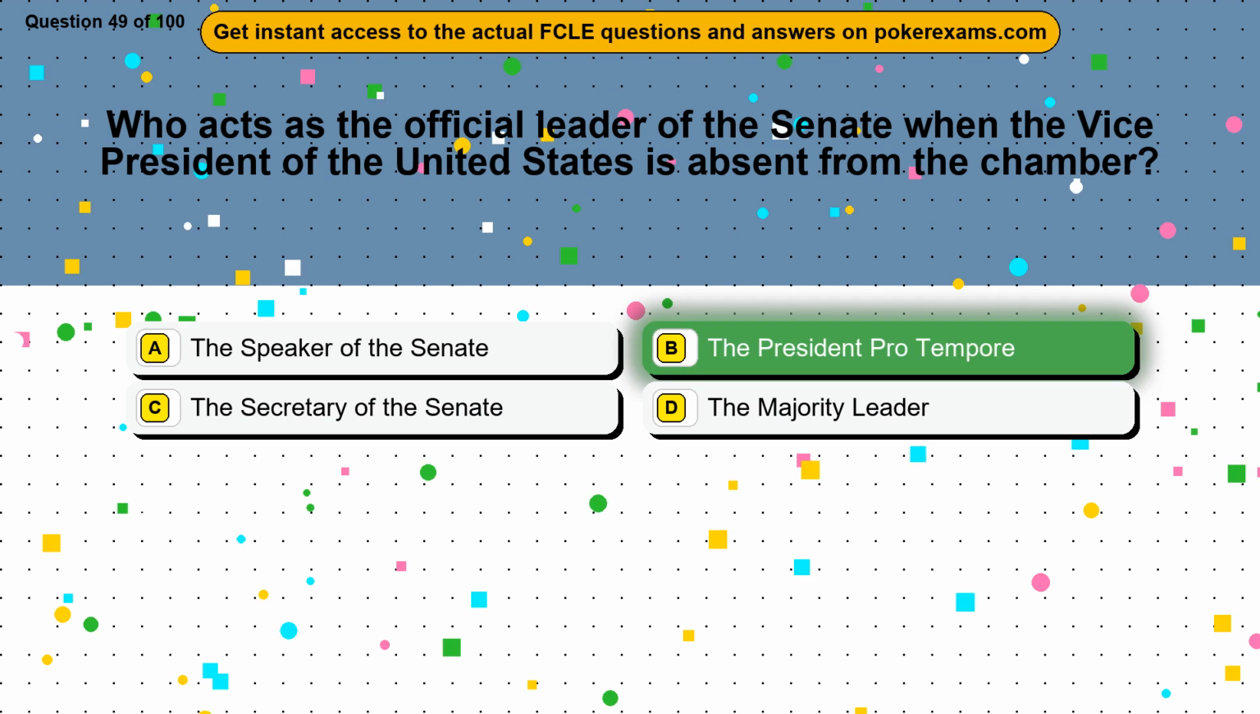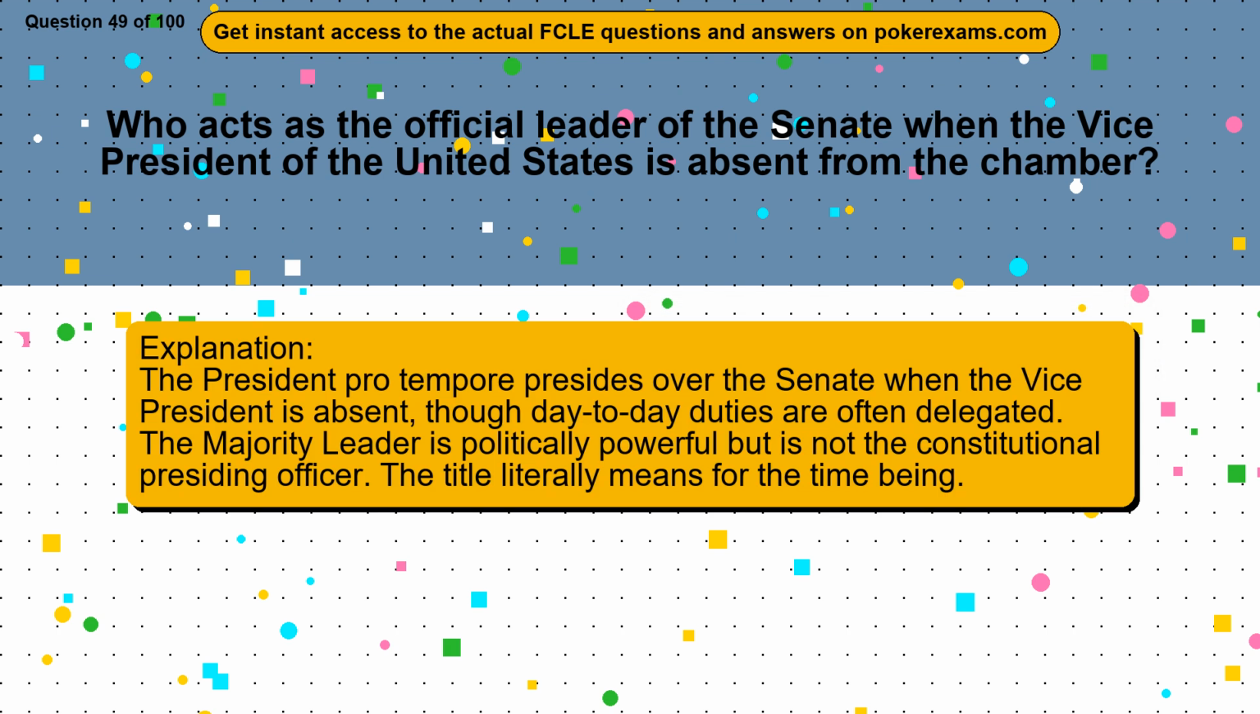The correct answer is option B, the President pro tempore. The President pro tempore presides over the Senate when the Vice President is absent, though day-to-day duties are often delegated. The Majority Leader is politically powerful but is not the constitutional presiding officer. The title literally means for the time being.